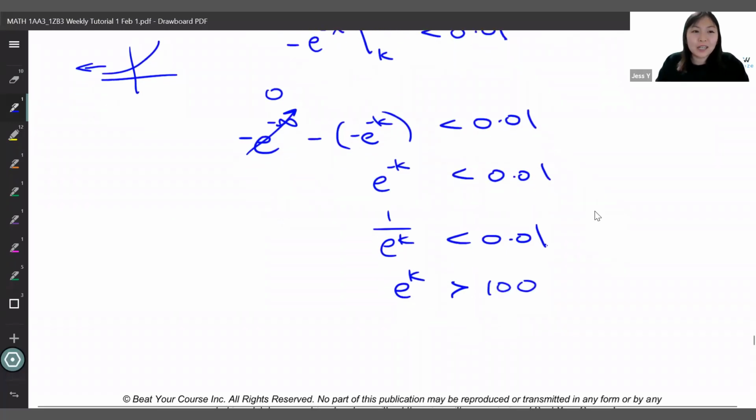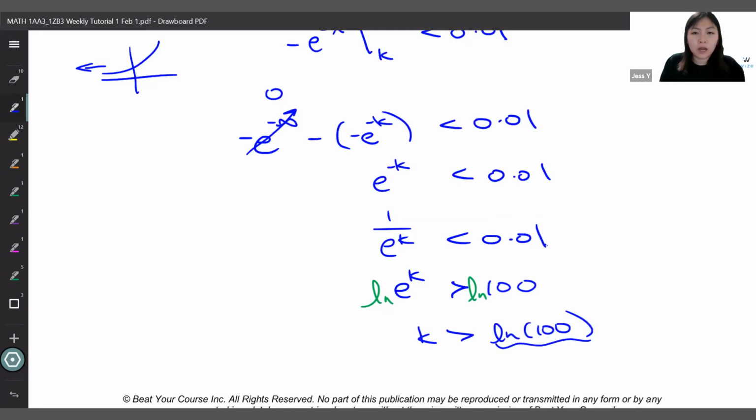Finally, solving for e, I can just take the ln of both sides. And we see that k has to be greater than ln of 100. And just so you know, you can use your calculator to figure this out, but ln of 100 is 4.6. Therefore, we need k to equal 5 because k is the number of partial sums. We need the fifth partial sum. That's how we can guarantee that the approximation error is less than 0.01, okay?